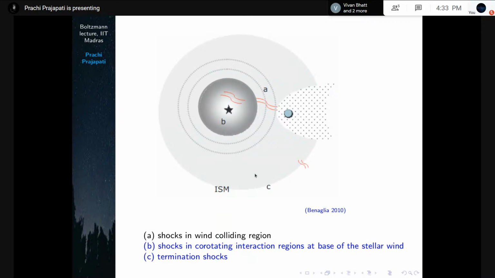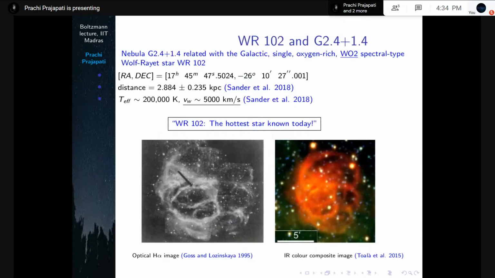Another scenario could be that the stellar winds of these isolated massive stars interact with the interstellar medium surrounding them to form shocks, which is shown here. So theoretically, yes, we can expect that shock formation is possible even for an isolated massive star, which can lead to production of non-thermal emission as well as particle acceleration.